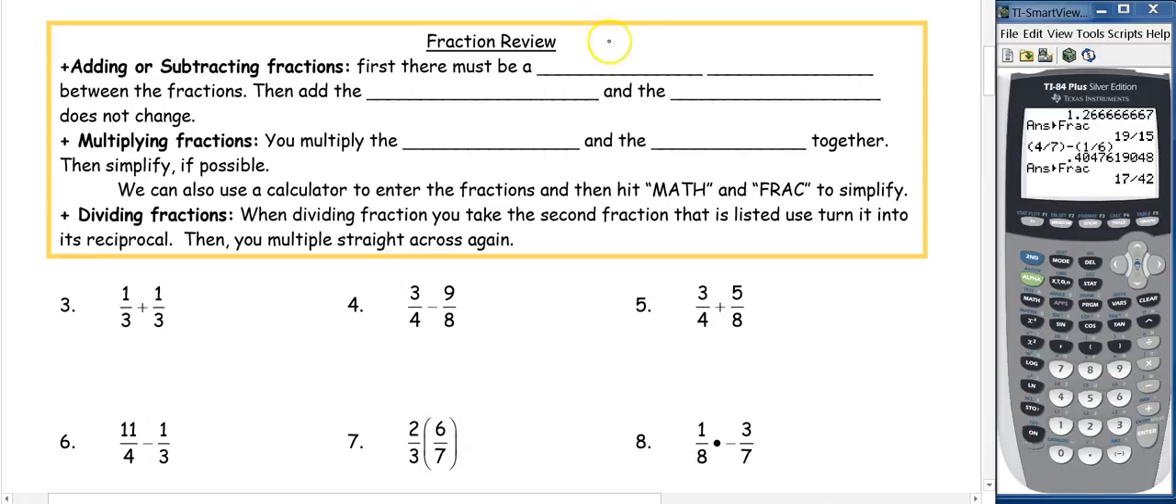Let's go over a few helpful tips for when we're working with fractions. When adding and subtracting fractions, remember that there must be a common denominator, which is the bottom of the fraction. Then when you add or subtract the numerators, the denominator does not change. So once you have a common denominator, that number is going to stay the same. When multiplying fractions, remember that you're going to multiply the numerators together and the denominators together.